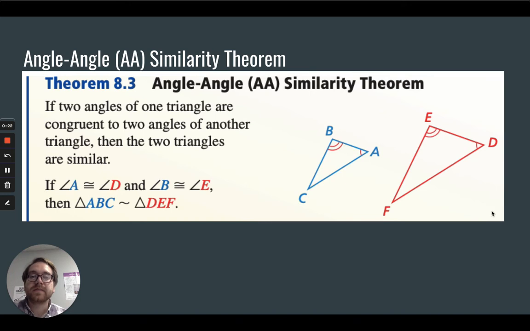So the angle-angle similarity theorem says that if two angles of one triangle are congruent to two angles of another triangle, then those two triangles are similar.